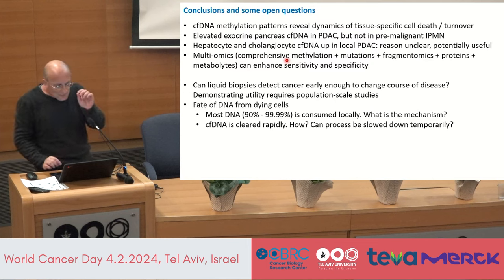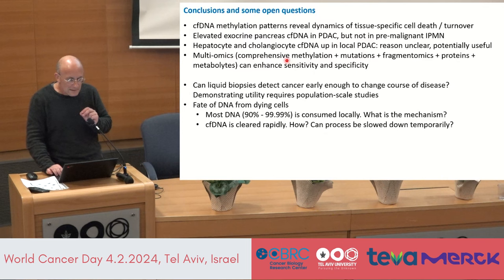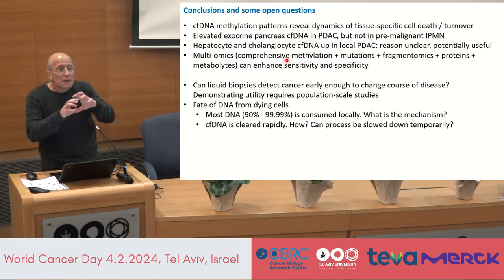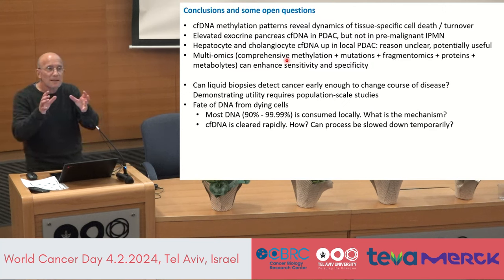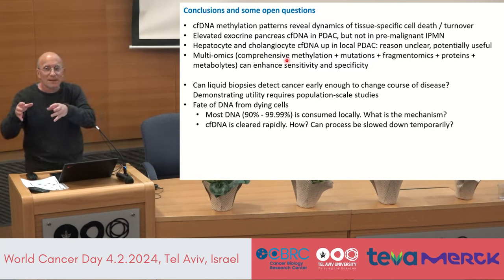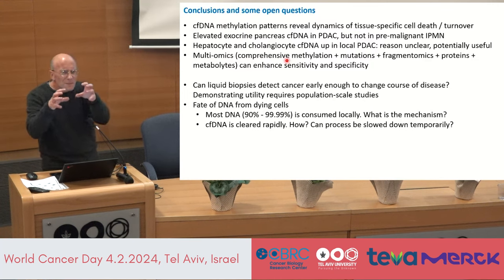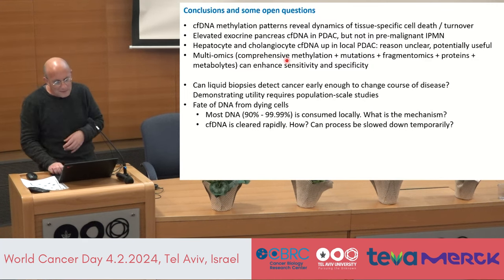And the last thing I mentioned just to provoke here is that I think there are many, many things that we don't know about the fate of DNA coming from dying cells. Two points that are really puzzling to me. First of all, it seems that the vast majority of DNA of dying cells is actually consumed locally. And what everybody is studying in my field, cell-free DNA, is actually the shadow, the 1% to 0.001% of stuff that escaped local consumption and reaches circulation. So there's something very powerful taking place inside the tissues.